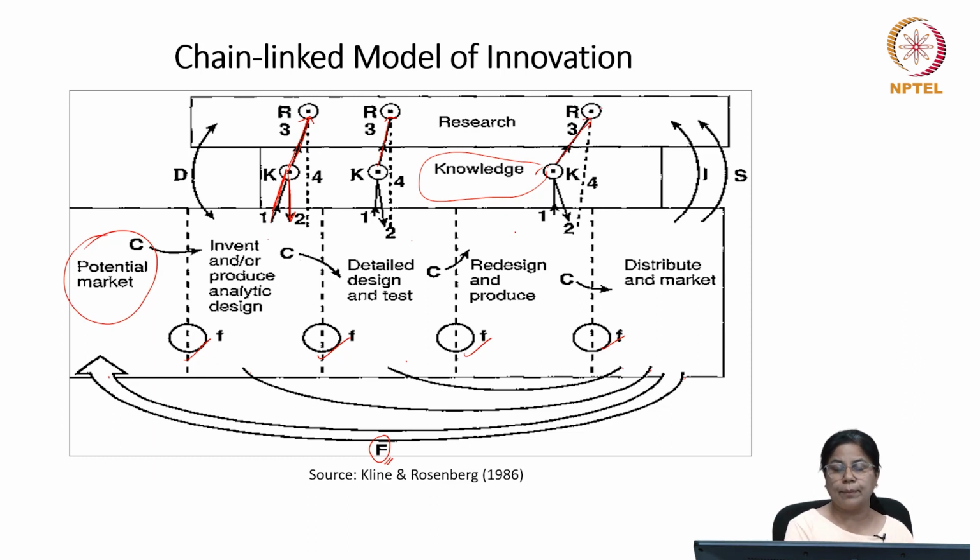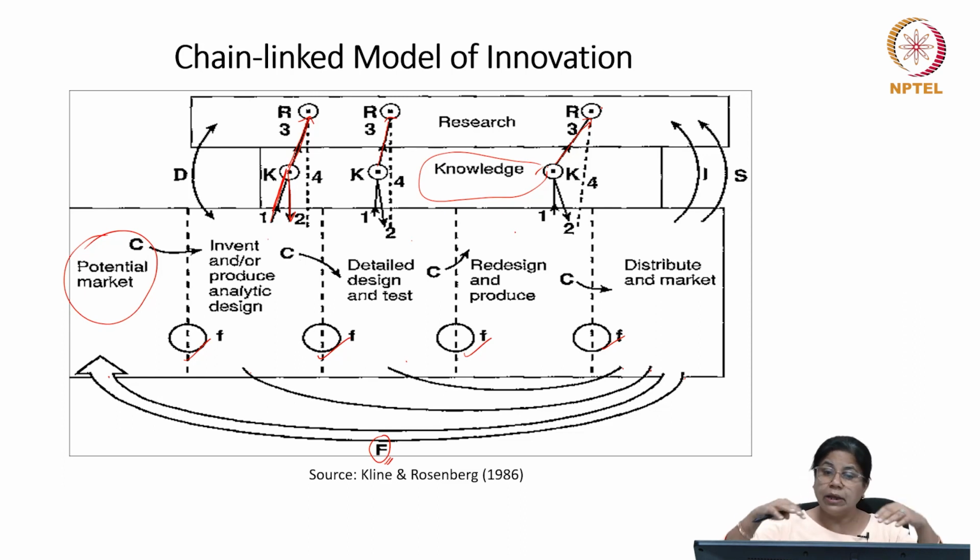So for feedback which happens from these stages, potential market, invention, detailed design, these specific subsections, the first feedback is expected to go to knowledge so that we can understand whether we can find a solution within this category or not.